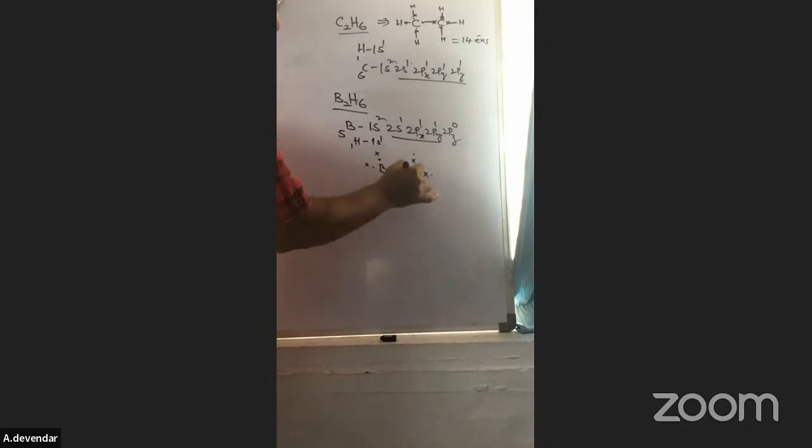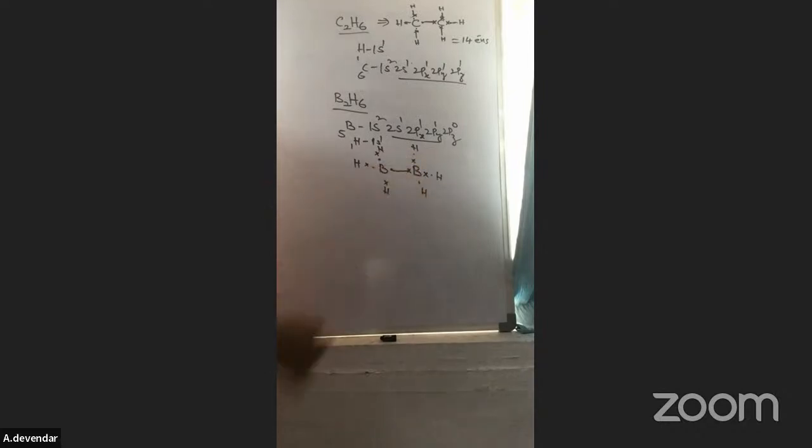Here, I'm writing here. Why? Because here I'm keeping this one hydrogen. It is empty, it is not a paired one. But here the pairing is between the boron and boron. What about these hydrogens? There is no paired electron, it is a single electron.